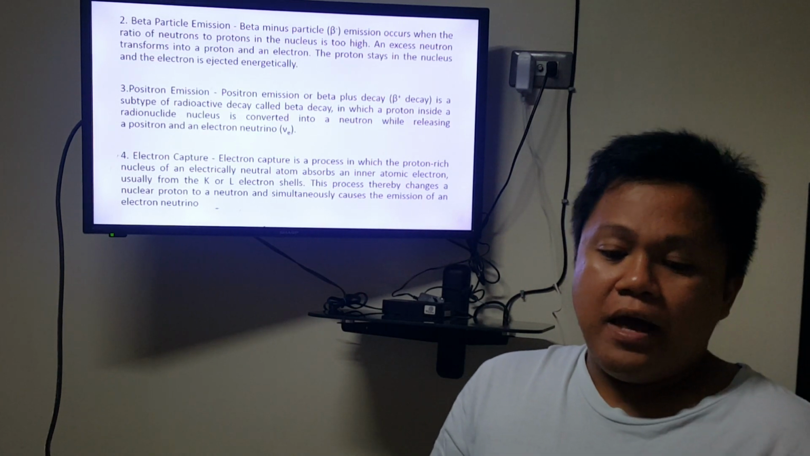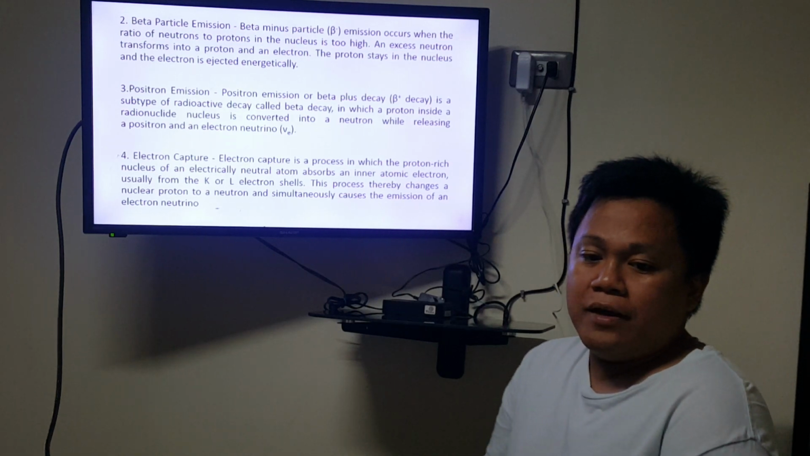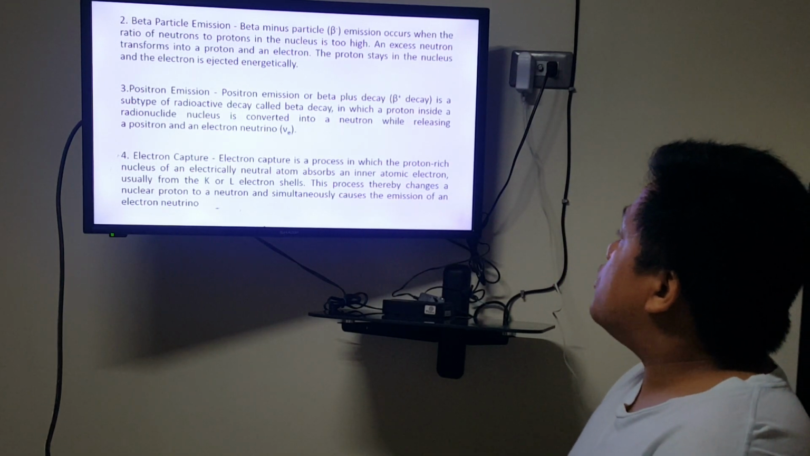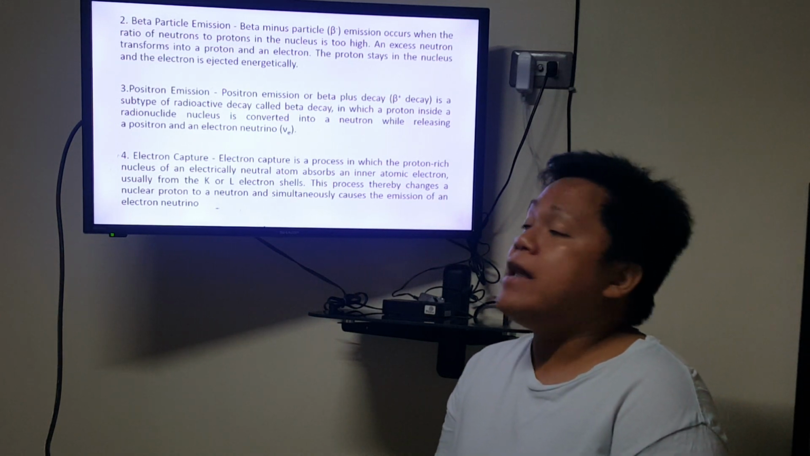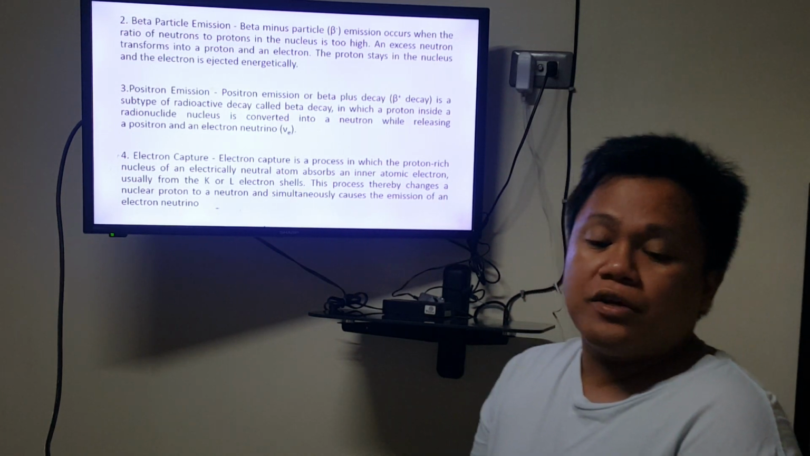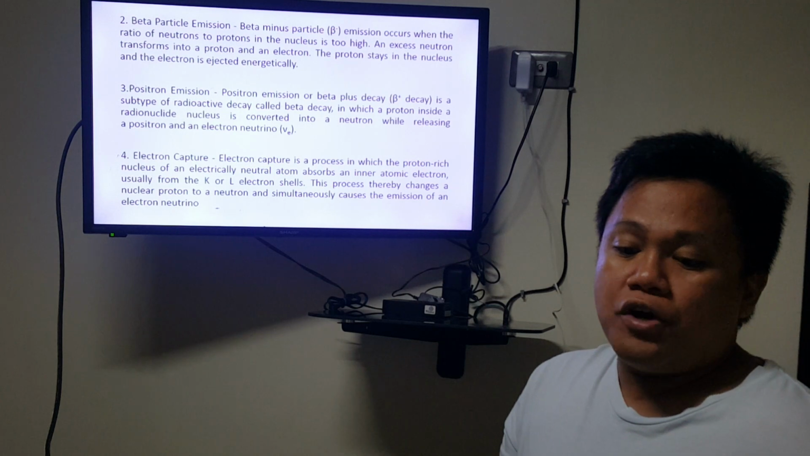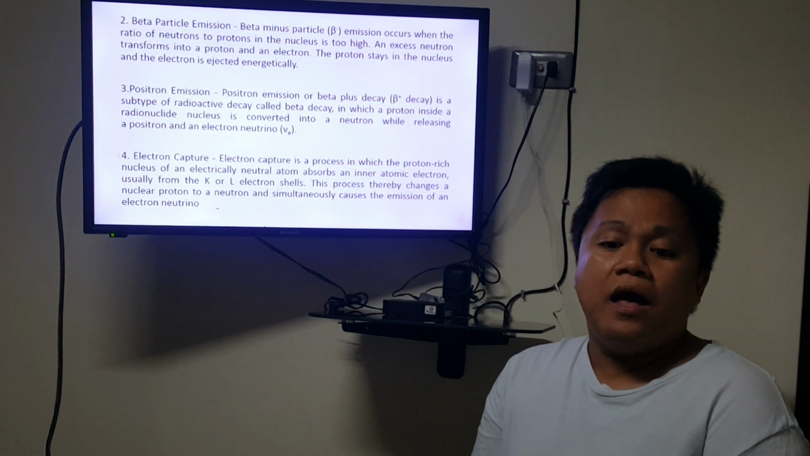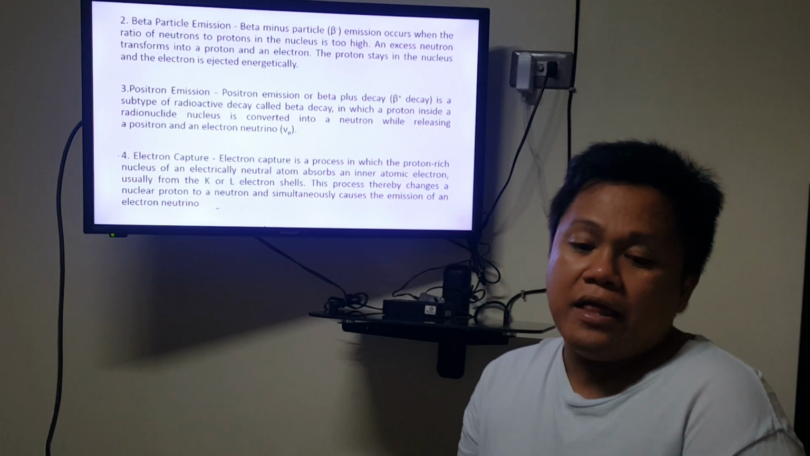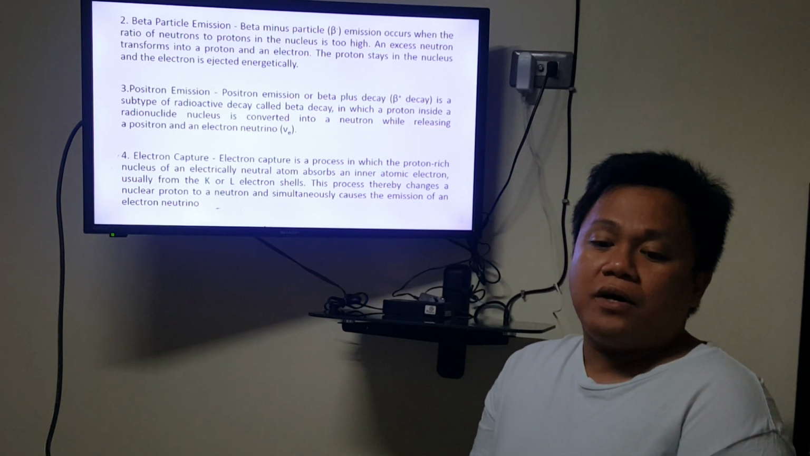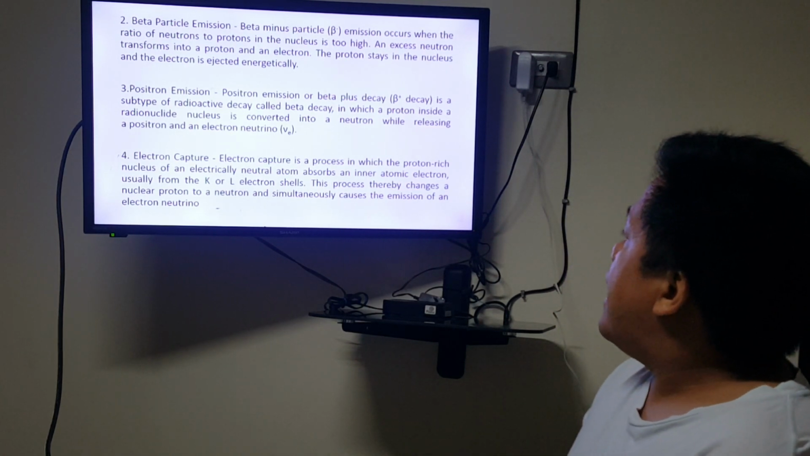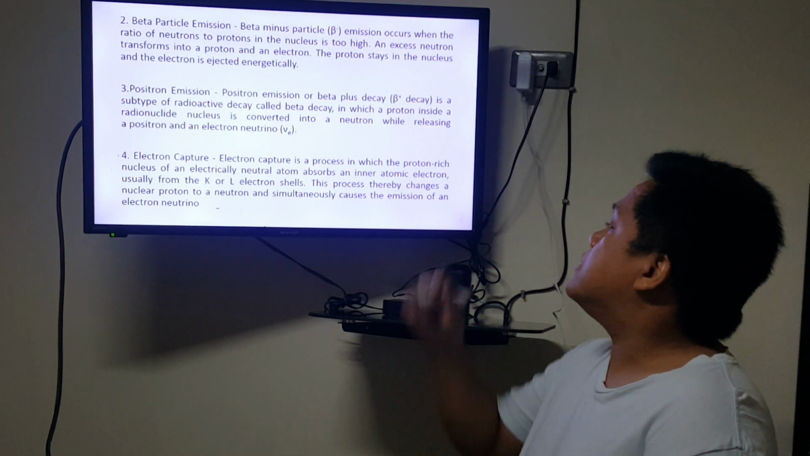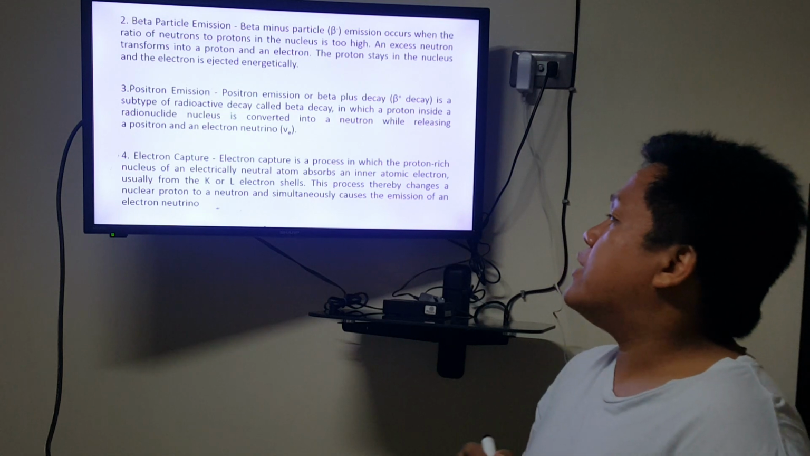Number 4, electron capture. Electron capture is a process in which the proton-rich nucleus of an electrically neutral atom absorbs an inner atomic electron, usually from the K or L electron shells. This process thereby changes a nuclear proton to a neutron and simultaneously causes the emission of an electron neutrino.